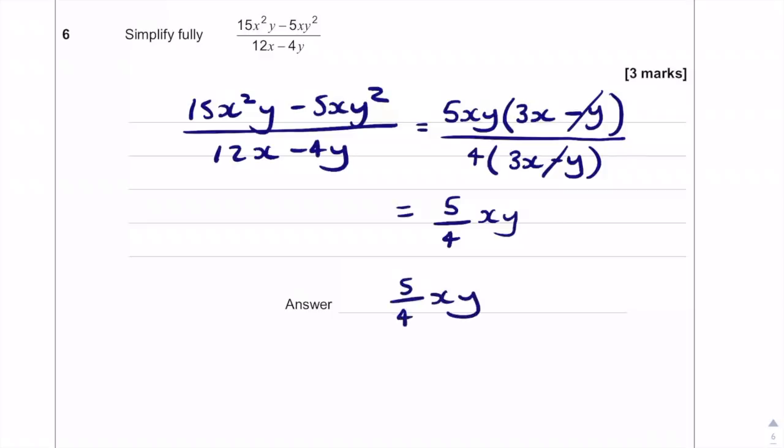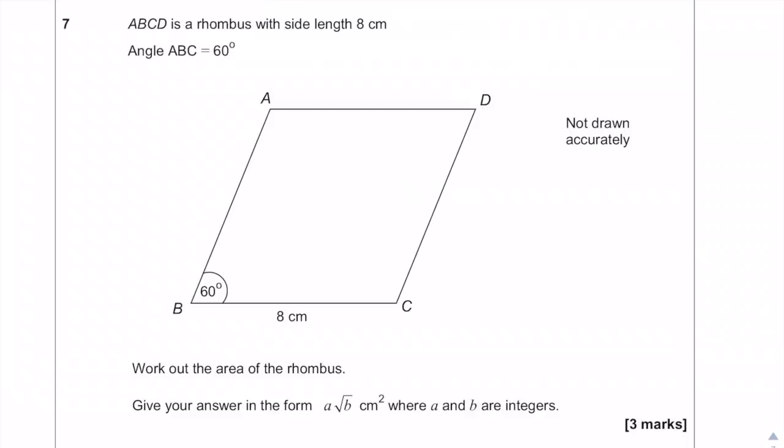So that is my final answer for question 6. Question 7. ABCD is a rhombus with side length 8 centimetres. Angle ABC is 60 degrees. Work out the area of the rhombus. Give your answer in the form a root b centimetres squared, where a and b are integers.